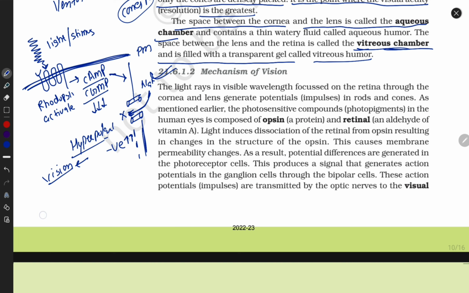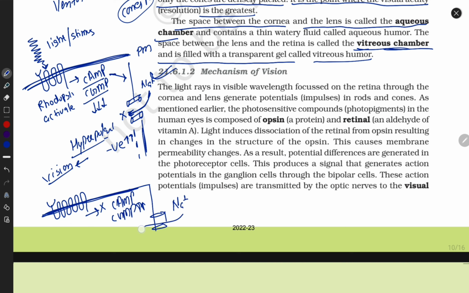But in the absence of light, this is the plasma membrane. When there is no light, there is no signal transduction. cAMP and cGMP are high in the cell, secondary messengers are high in the cell. What do they do? They bind and open the channel so sodium ions can enter inside, and the cell becomes depolarized in nature. Then what happens? So no vision.